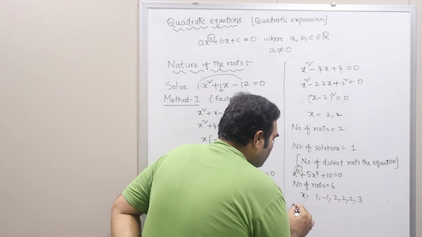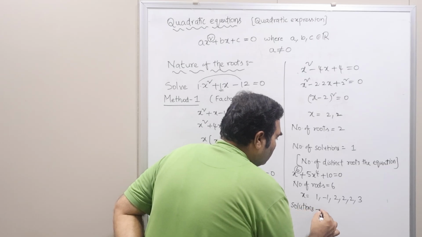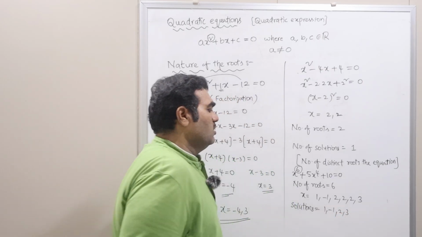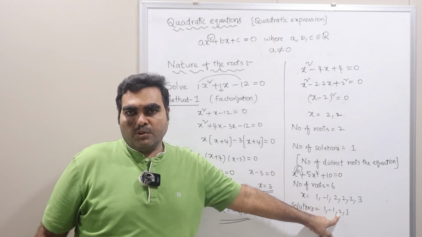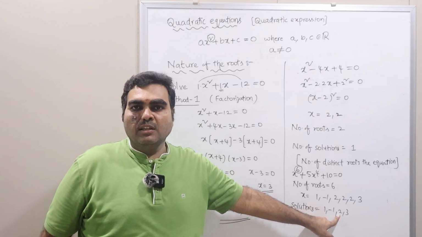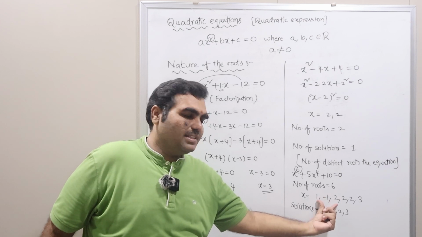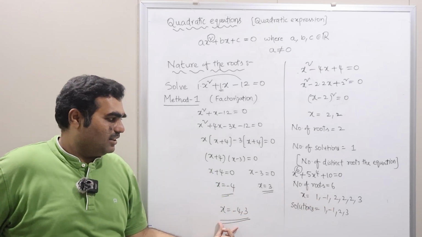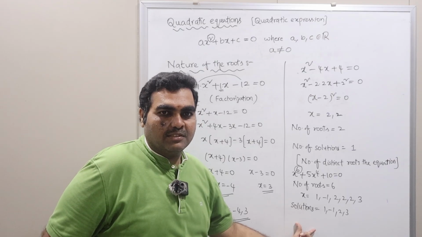Now, what is the number of solutions? The solutions are 1, minus 1, 2, 3. When you are writing solutions, you have to consider each distinct root only once. So the number of solutions here is 4, and the number of roots is 6. We used the number of roots here in order to convey that. I gave this example here, so this may help you.